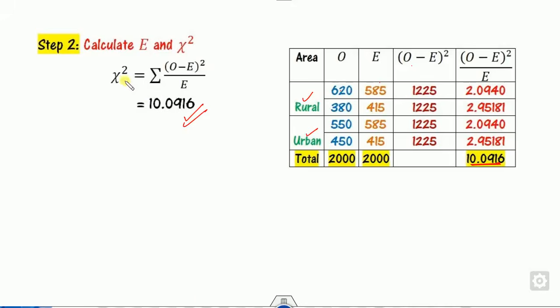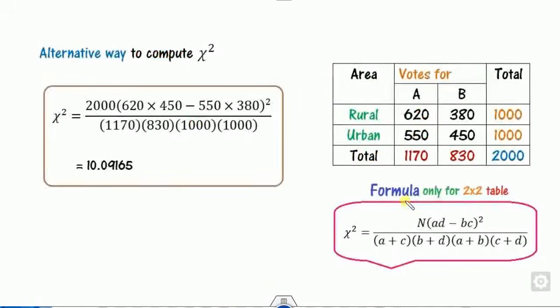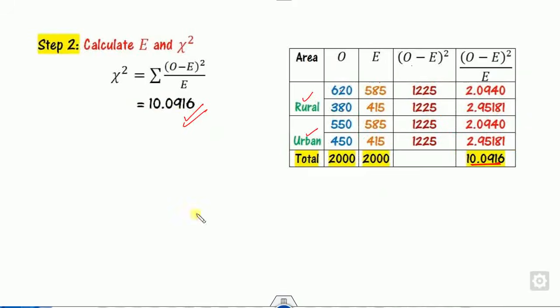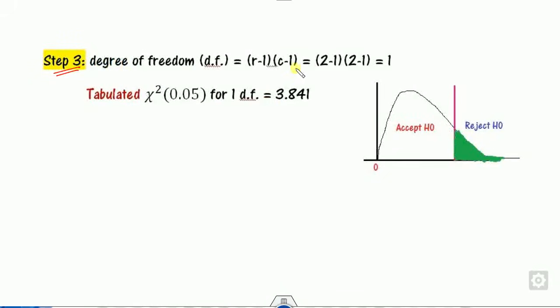So this is the formula. This is the first method you can use to compute the value of chi-square. The second method to compute chi-square is by using this rule. So what we do is, this is my N, and this is (A into D minus B into C) whole square. Once we solve, you can see that all the values are the same: 10.0916.